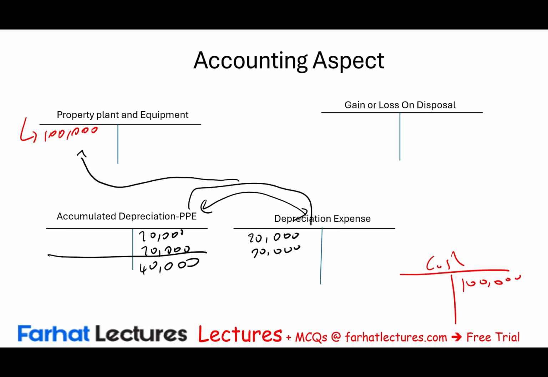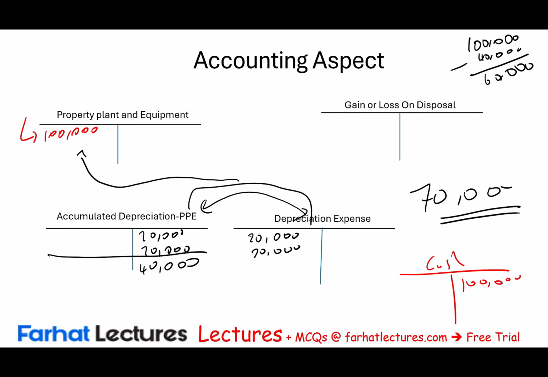Well, if the cost is 100, accumulated depreciation is 40, we have a book value of 60, and for the sake of illustration, we sold this asset for 70,000. Well, if we sold it for 70 minus the book value of 60, we have a gain of 10,000. Now let's book the entry. To book the gain, to book the entry, we will first debit cash 70,000.